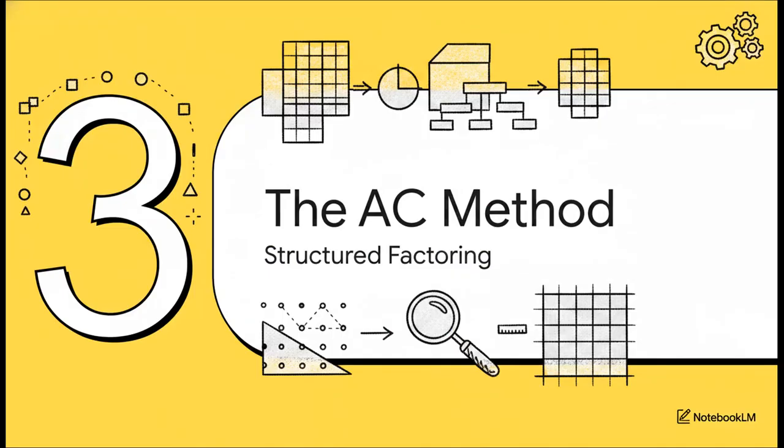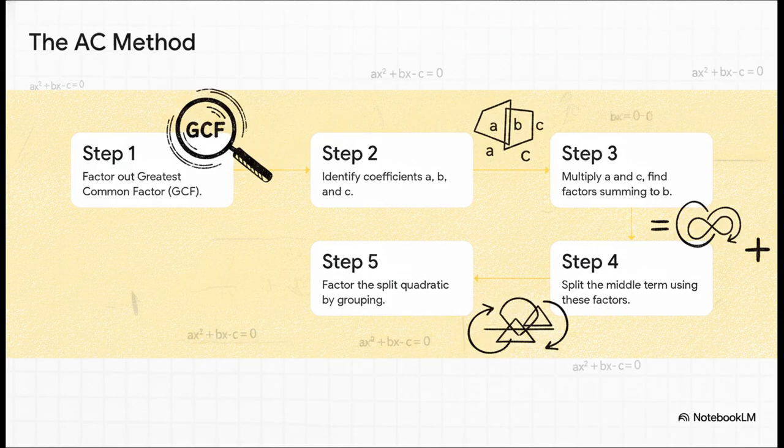Section 3. The AC method explained. So what exactly do we do when factoring isn't immediately obvious? When the guess and check method feels way too tricky, we rely on a highly structured process. This brilliantly shows how we can take a potentially complex algorithm and break it down into 5 simple, totally manageable steps. First up, always check for a greatest common factor. Then, you multiply your A and C terms together. The real magic happens when you find 2 factors of that product that perfectly add up to your middle B term. Once you split that middle term, you just factor by grouping.